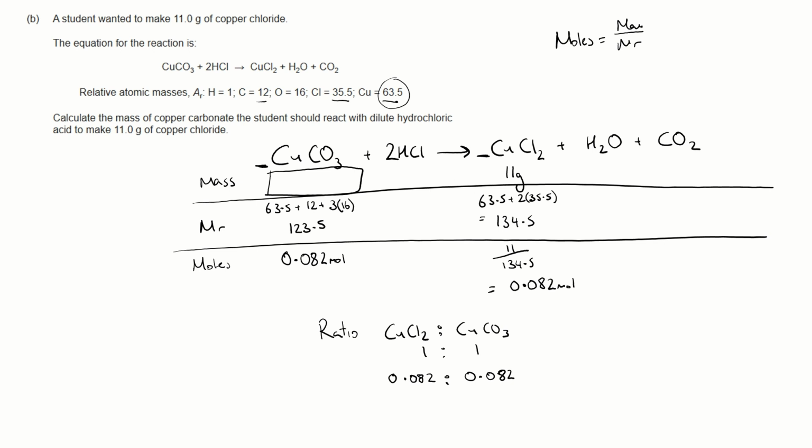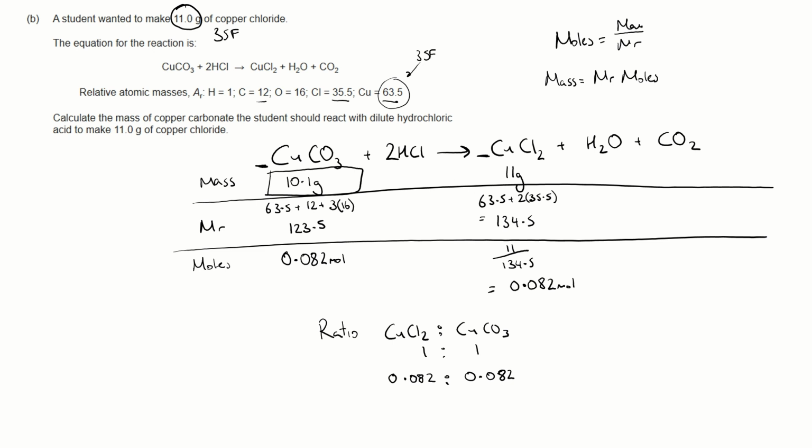And now for the last bit, working out mass, I'll write it again. Mass equals Mr times moles. And so we do 123.5 times 0.082. And I've got 10.127. I'm going to write 10.1 grams. Why just 10.1 grams? Because this one is to 3SF, and these numbers are to 3SF, so I'll put my answer to 3SF as well.